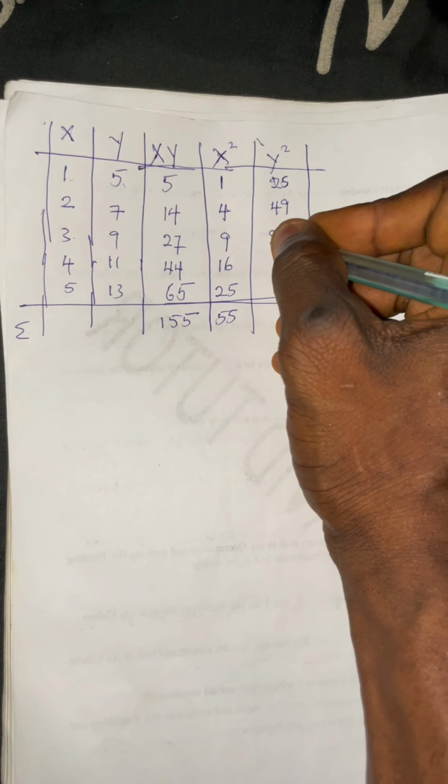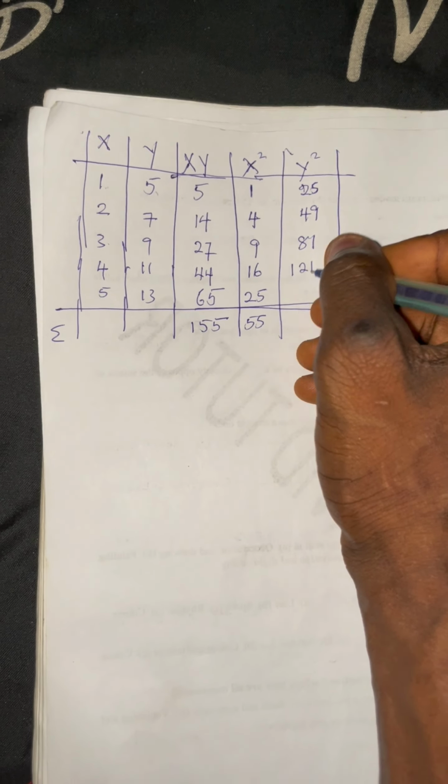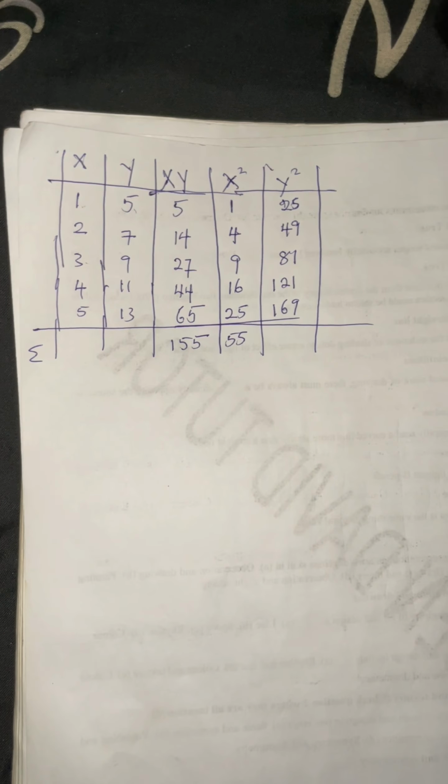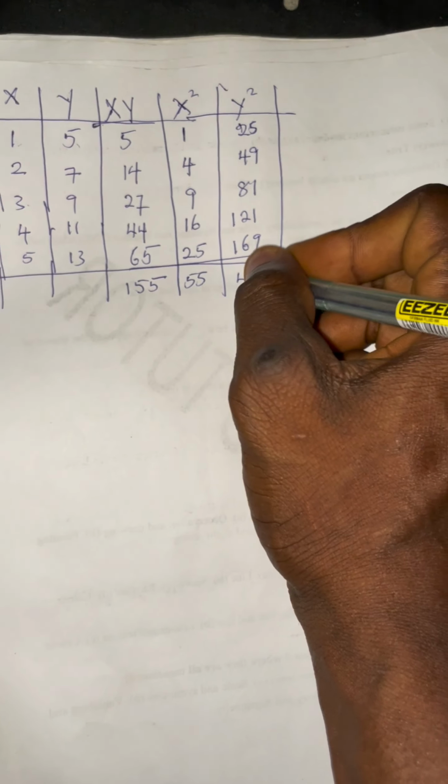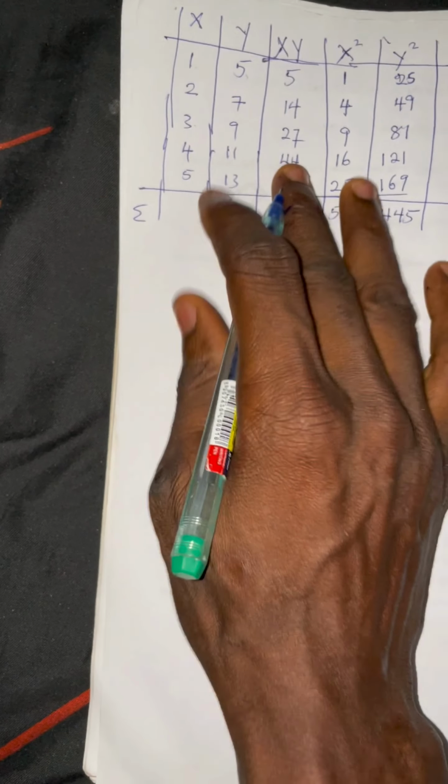And for the y square, we have 5 square to be 25, 7 square to be 49, 9 square to be 81, 11 square to be 121, 13 square to be 169. Now let us add them together. We have 25 plus 49 plus 81 plus 121 plus 169. The answer gives us 445. Now I think those are the things we need, and that's all. Now let's go to the questions.